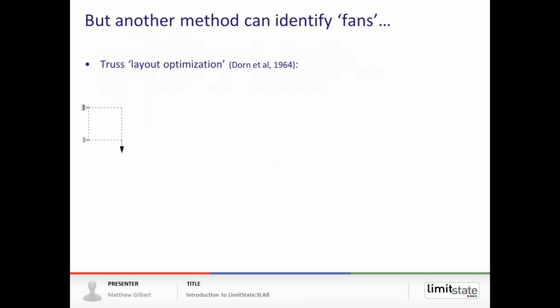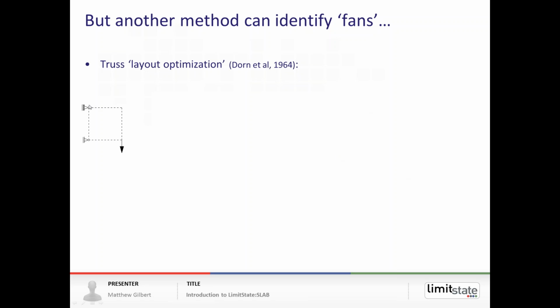The way we came at the problem was to take a method from a completely different field. What we observed was that the relatively little known technique of truss layout optimization, which was developed in the 1960s, could be used to identify, for example, fan geometries, which we often see in yield line patterns. How does truss layout optimization work?